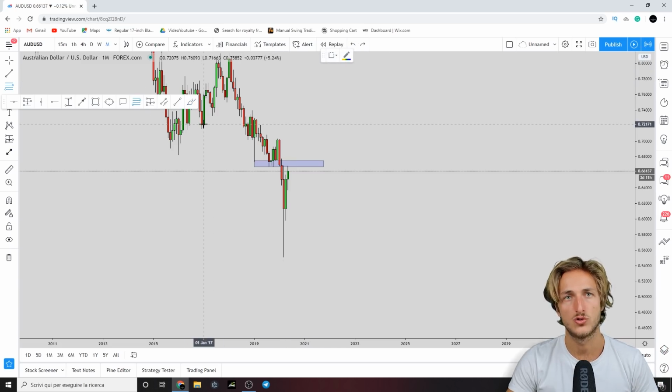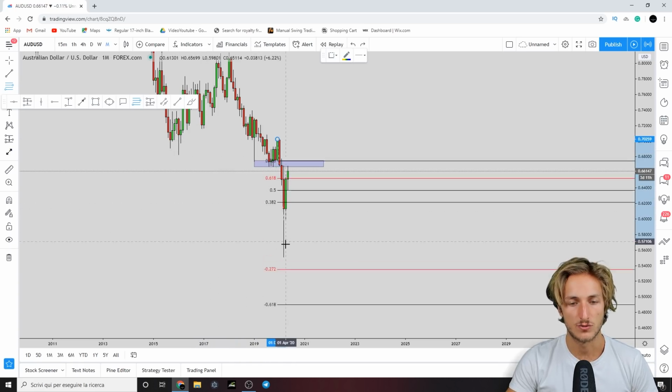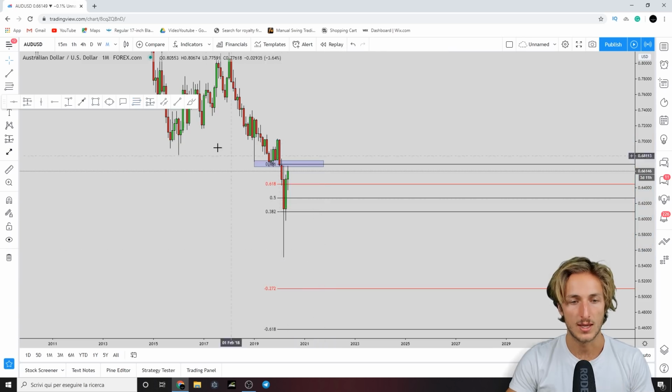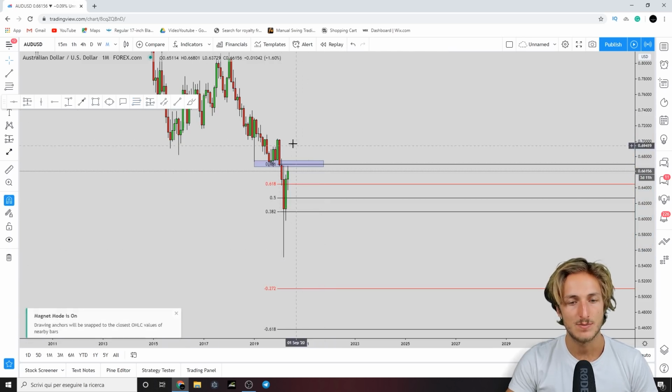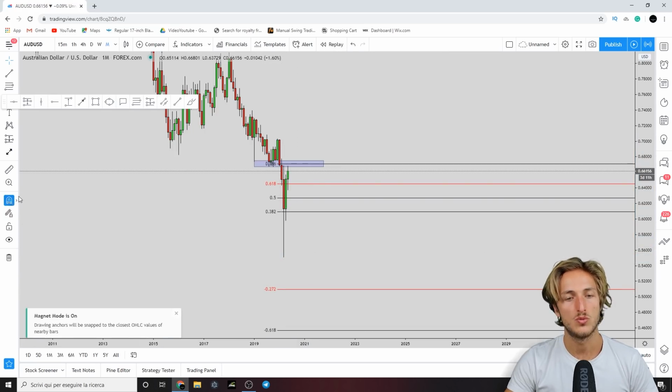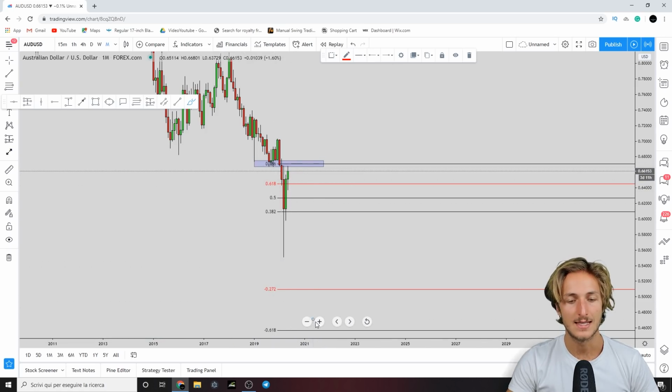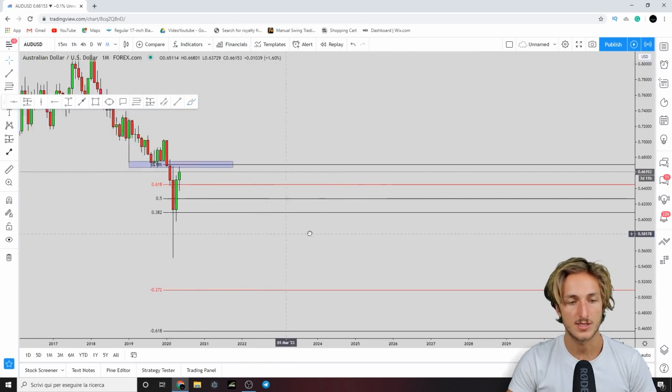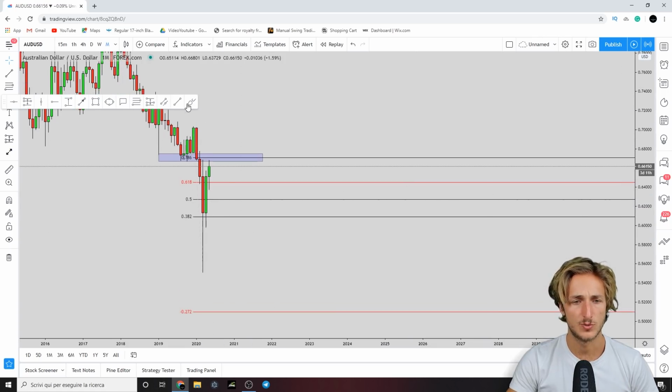What we can also do from a monthly perspective to gain more information on this pair is taking our Fibonacci from the high to the low of the impulse, and what we can see. Let's be precise. Let's put it exactly from the high to the low of the impulse, which is exactly what you're supposed to be doing if you want information on a retracement in the market. Let's zoom in because I want to show you a concept here from a Fibonacci perspective.